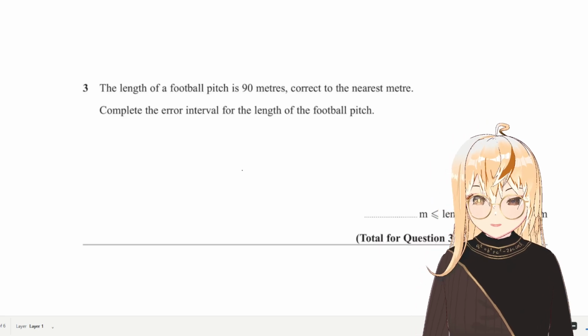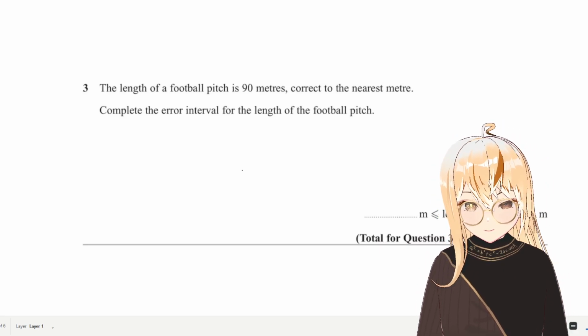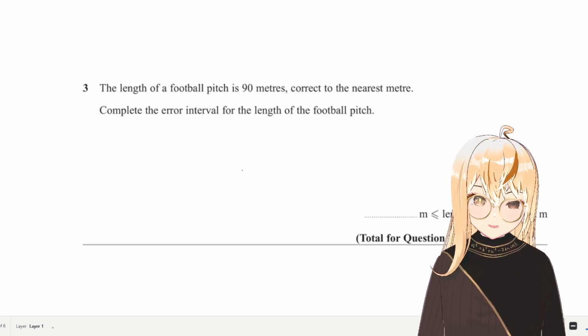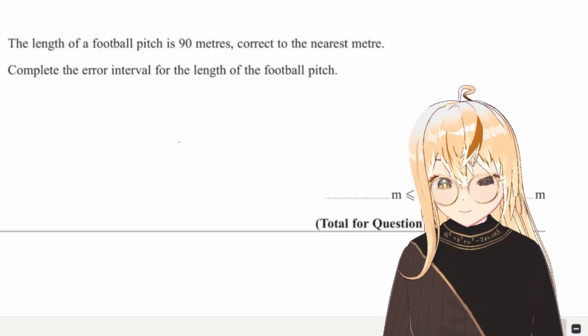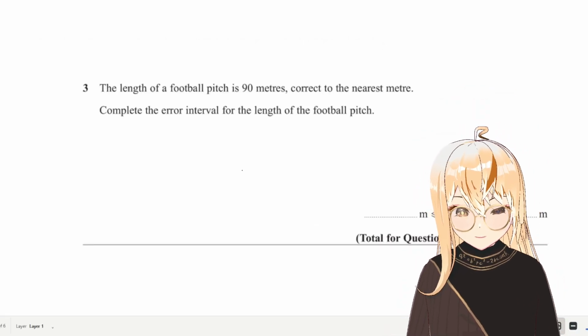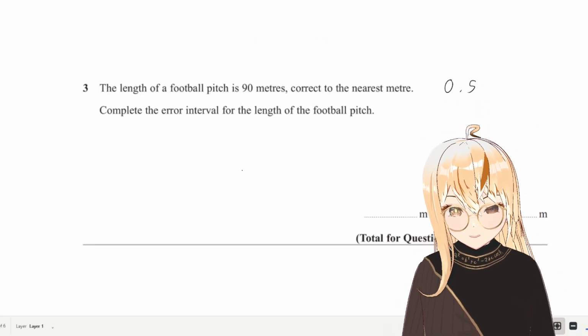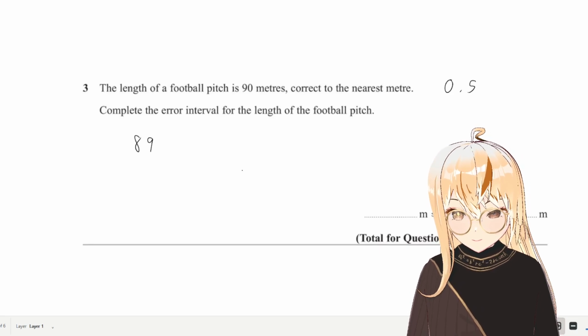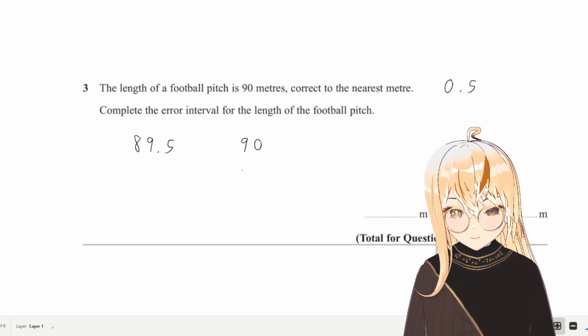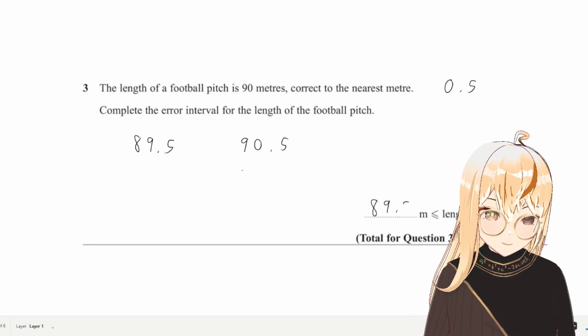Now it's asking us about the length of a football pitch, which is 90 meters, correct to the nearest meter. So it's the same thing. Just get 1 meter divided by 2, so you get 0.5, then add and subtract it. 89.5 and 90.5. Then you just put it here and here.